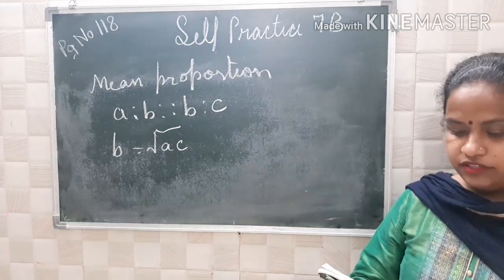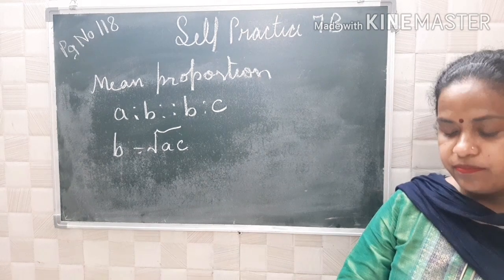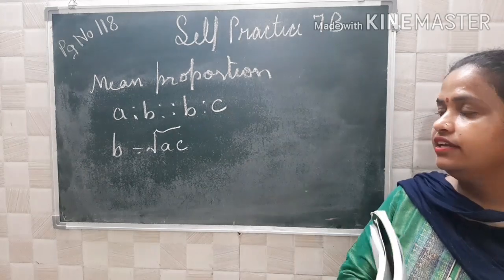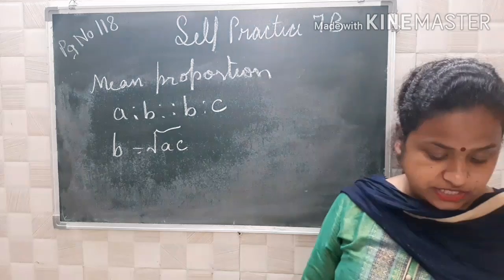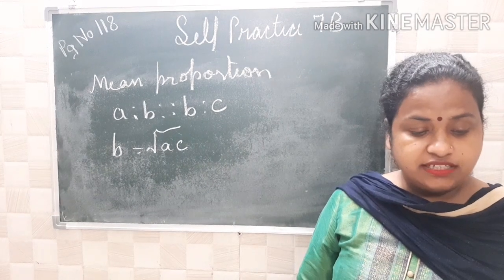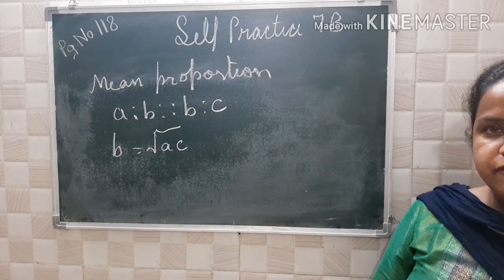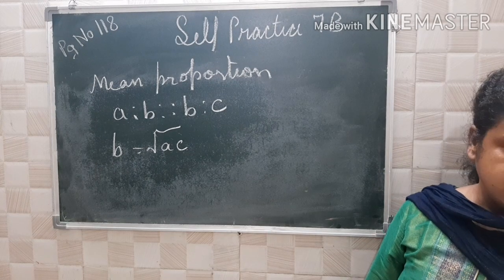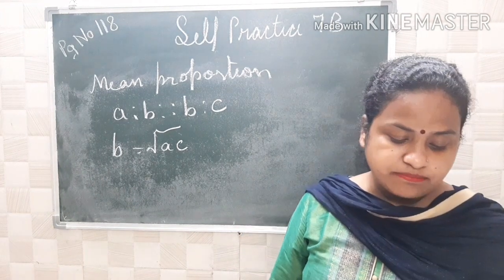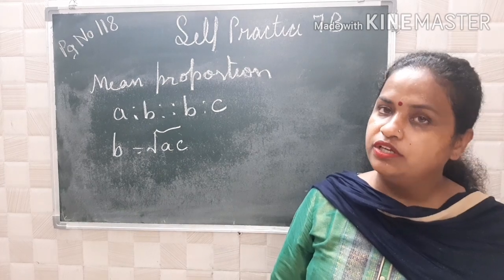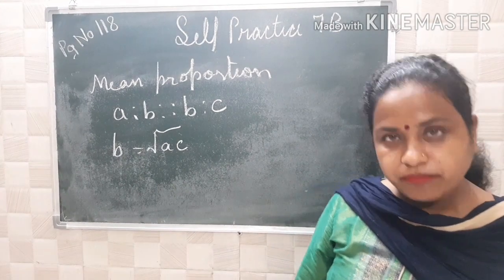Now, your next task is to find whether the following are in proportion or not. After that, you have to find values of x, the fourth proportion, then mean proportion, then third proportion. Like this, there are so many questions in self-practice 7B. Now we are starting with question number 1: find out whether the following groups of numbers are in proportion or not. How will you check? The product of extremes is equal to the product of means.